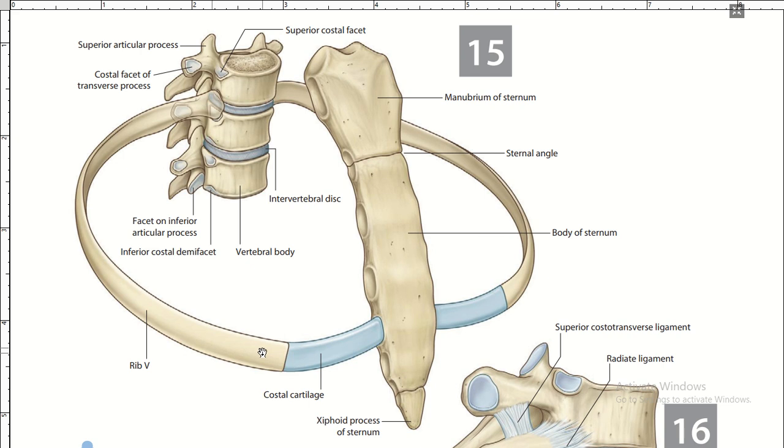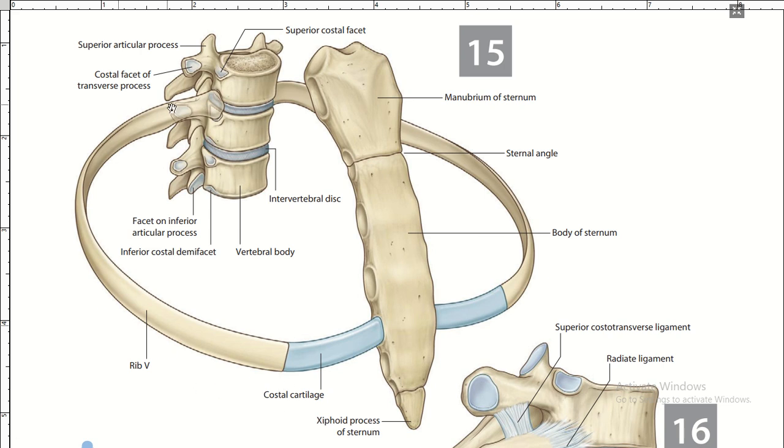Then there's a joint between your cartilage and your rib. That is called a costochondral joint. This one is the chondrosternal joint, and this is the costochondral joint. This joint right here is a secondary cartilaginous joint with no movement at all. So it is similar to the joint at the xiphisternal joint. So no movement here, right.